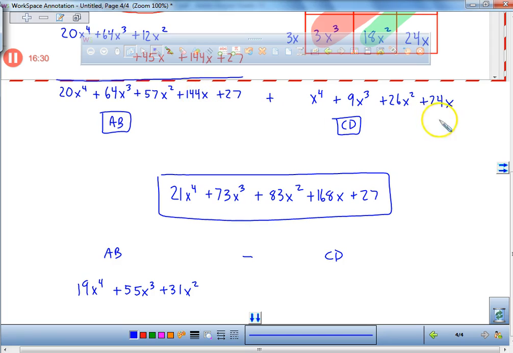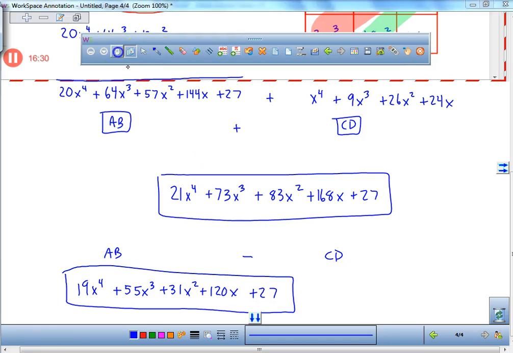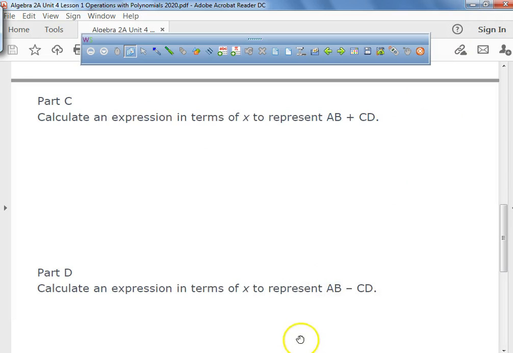144x minus 24x. That's right. 27 minus 0. There we go. That's hard, right? So guys, what does this expression right here represent? AB minus CD, whereas this represents AB plus CD. Okay? All right. Moving on, everybody.